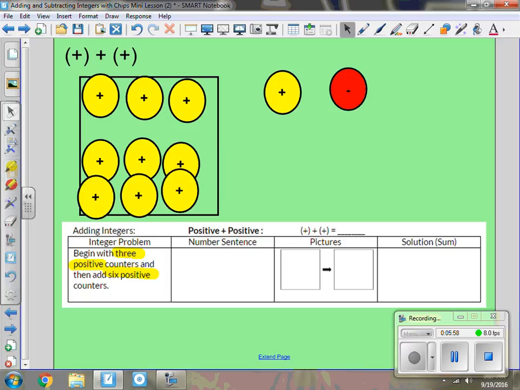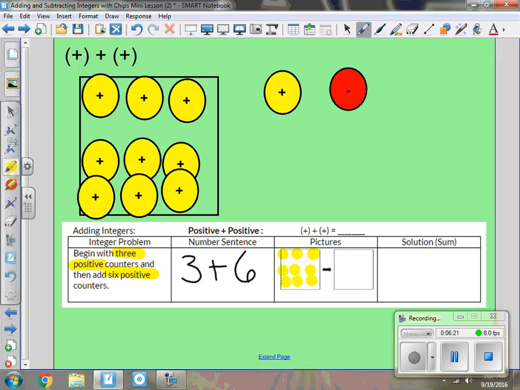Let's go ahead and write out that number sentence. 3 positive, I'm just going to use a positive 3. I'm going to add, plus sign, 6 positive, positive 6. Now I'm going to go ahead and write it in my notes, what I've just done with my chips. So I'm going to put in my 3 from the very beginning, and then my 6 that got invited as well.